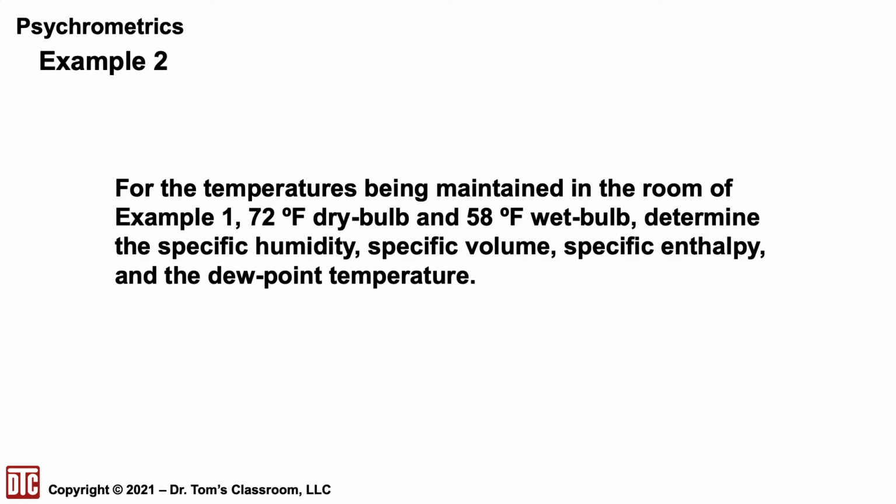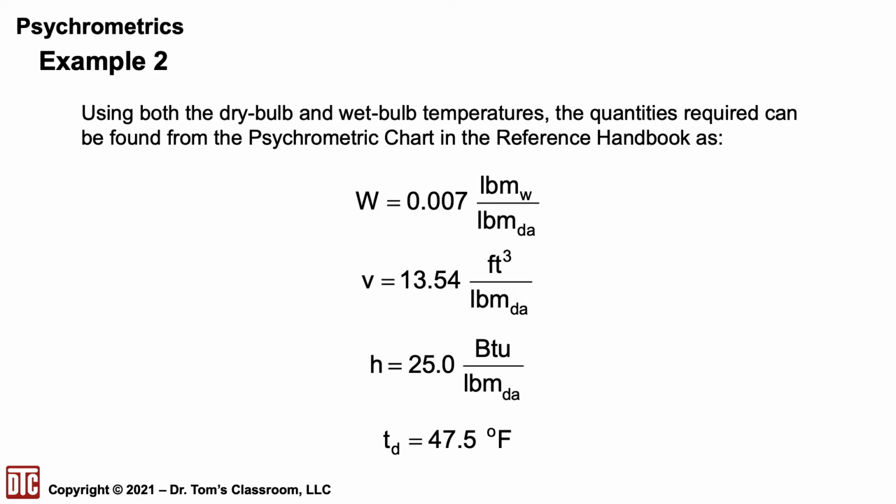Let's look at a second example here. 72 degrees and 58 wet bulb, same as we had before. Now we're going to determine the specific humidity, the specific volume, the specific enthalpy, and the dew point temperature. And so we go back to our psychrometric chart and we look at our point that we had plotted, around 43% relative humidity. And now we just look up the rest of the properties. If I start at my point and I go horizontally to the right, I can find my specific humidity, my humidity ratio, is about 0.007.